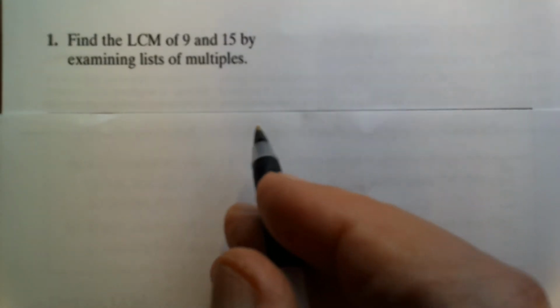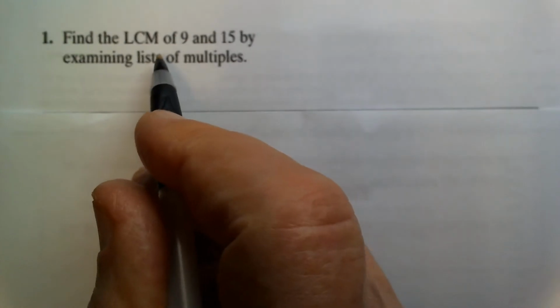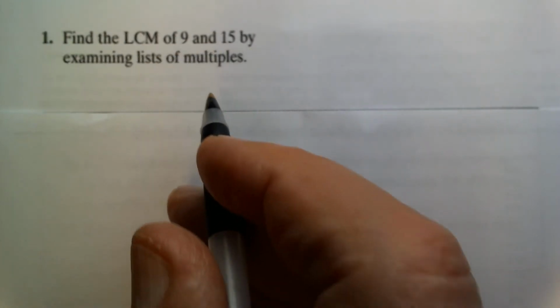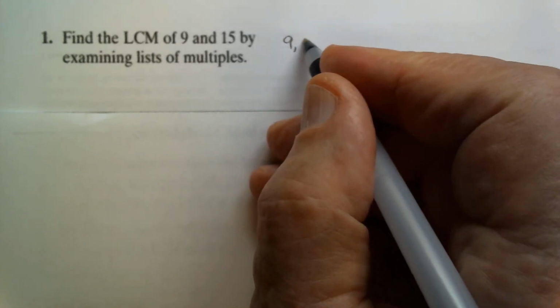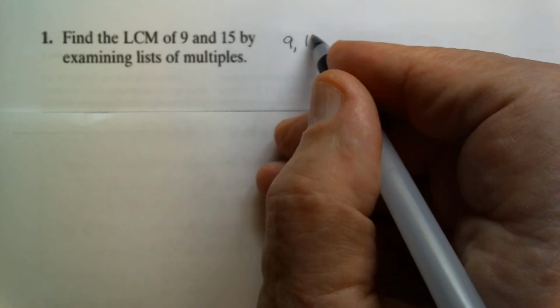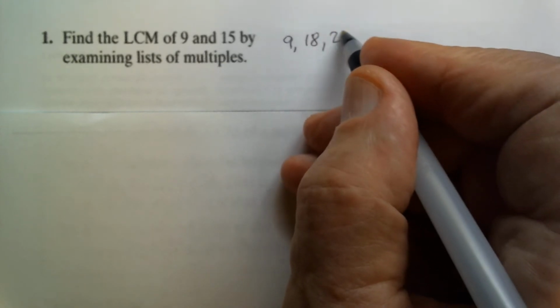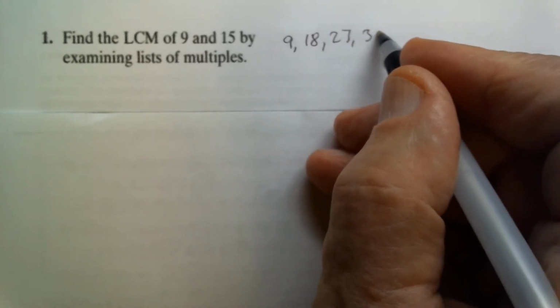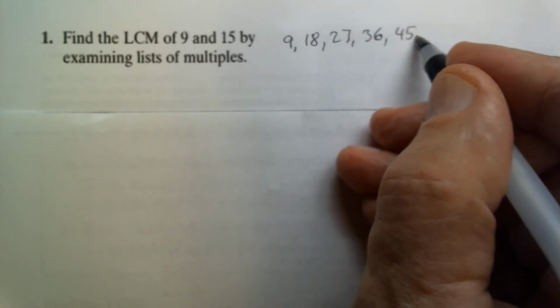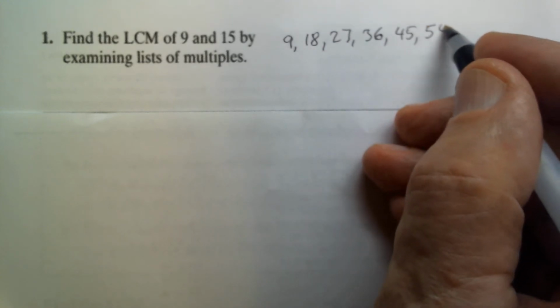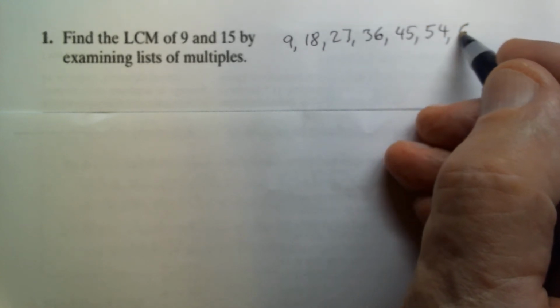There are several different methods to find the LCM of two or more numbers. And one of them is to make a list of multiples. So here's how it works. When we are asked to find the LCM of 9 and 15, we make a list of multiples. So the multiples of 9 would be 9, 1 times 9 is 9, 2 times 9 is 18, 3 times 9 is 27, 4 times 9 is 36, 5 times 9 is 45, 6 times 9 is 54, 7 times 9 is 63, etc.